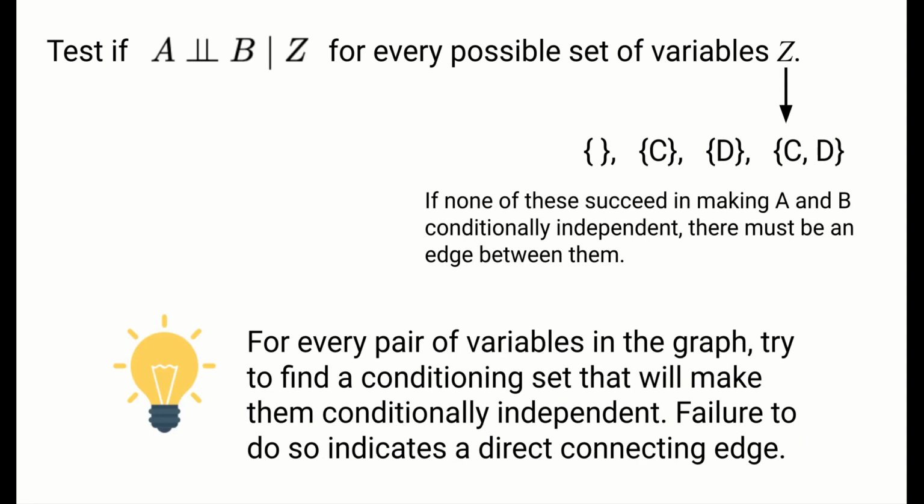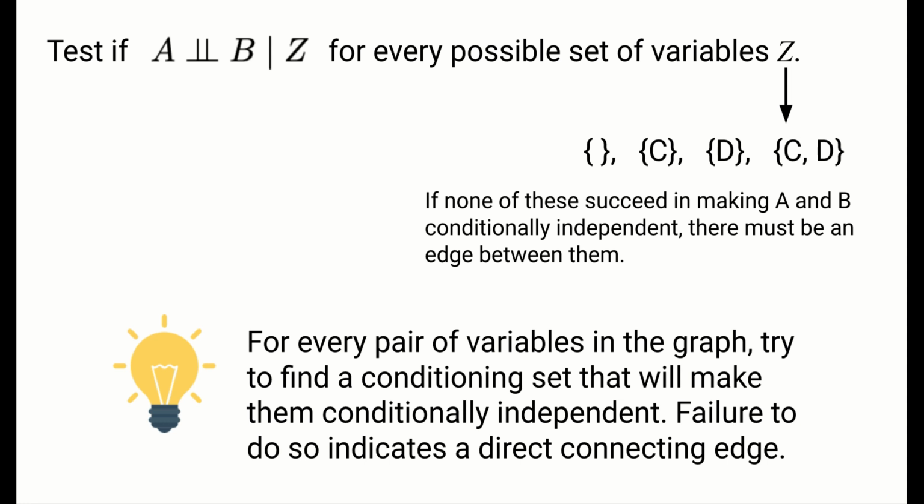We also need to try to make A and B conditionally independent given D and given C and D. If none of these combinations of variables succeeds in making A and B conditionally independent, there must be an unblockable path between them, a direct edge between A and B. We don't know the direction of the arrow yet, but if no set of variables is able to block all paths between A and B, they must be directly connected.